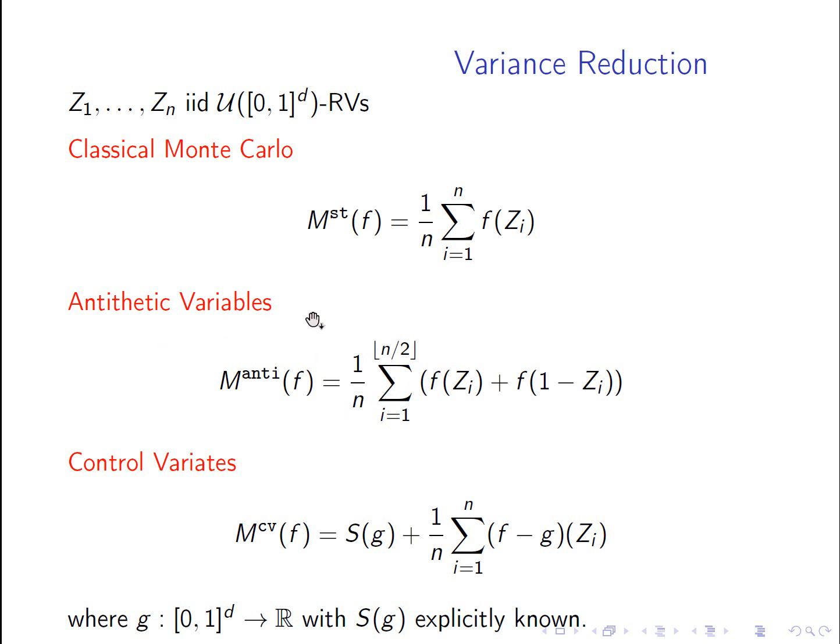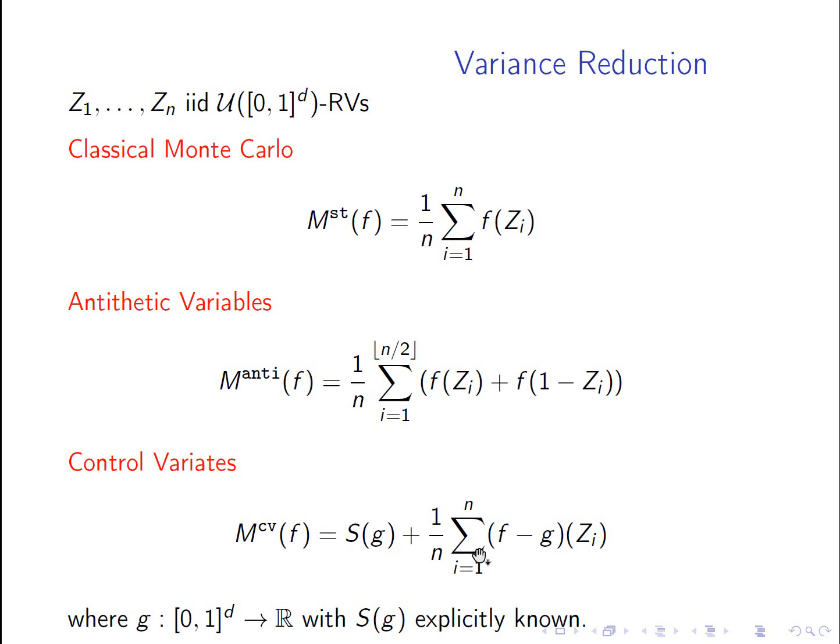Well, that's antithetic variables, which use not only zi, but also 1 minus zi. Control variates is another method. In control variates, in the integration problem, we split off a part of the function which we want to integrate, a part which we can integrate exactly. So here we are splitting off a g from [0,1]^d to R, where we know the integral explicitly. So we already know this.